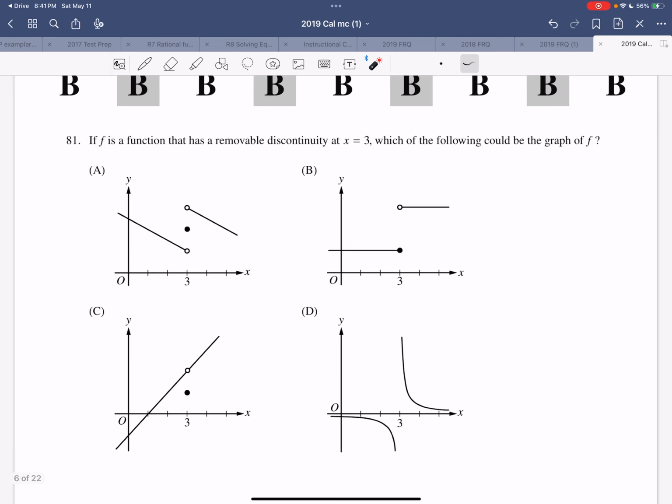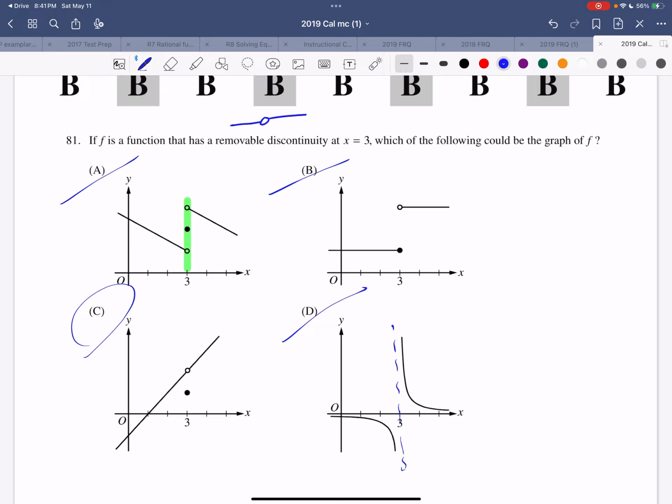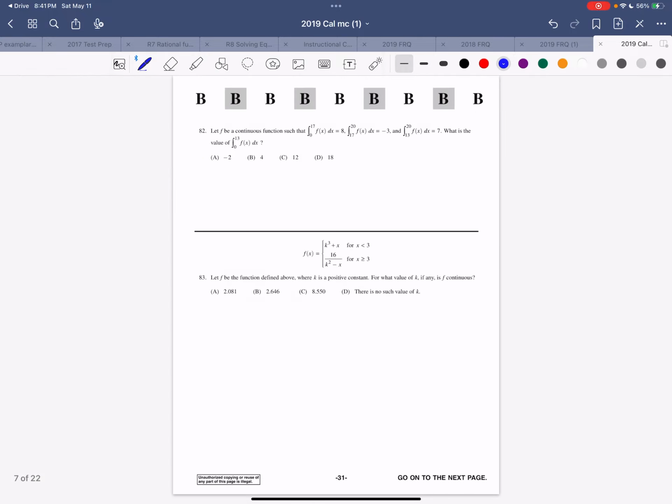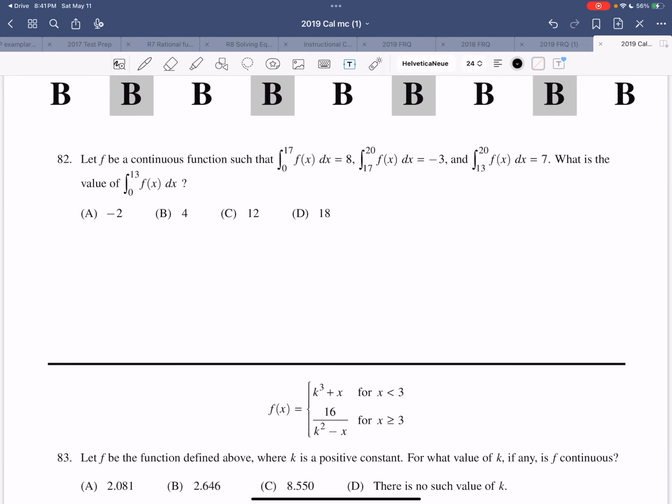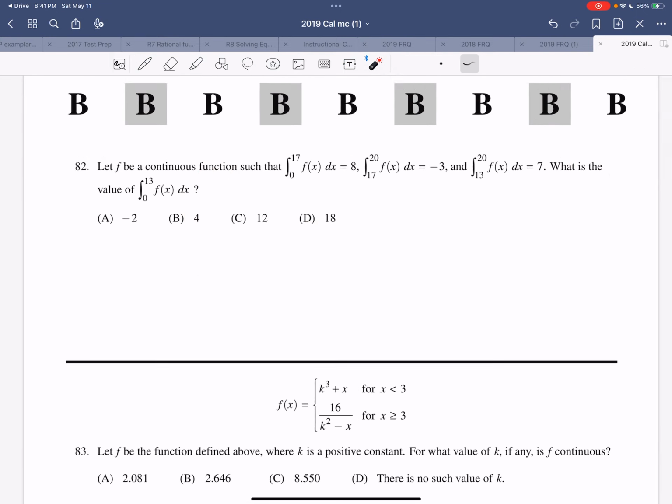If f is a function that has a removable discontinuity, so removable discontinuity is this one, which means as long as I connect this one, that's going to be continuous, okay? At x equals 3, which of the following could be the graph? Let's look at this. Do you see this one's disconnected? So that cannot be the answer. This is also disconnected by the asymptote. So this is the answer, because as long as I fill this one in, that's going to be continuous. That easy.